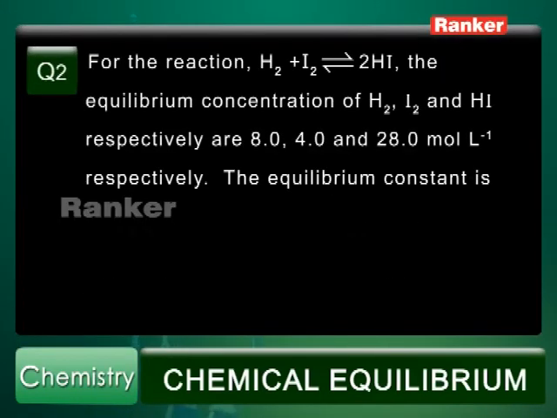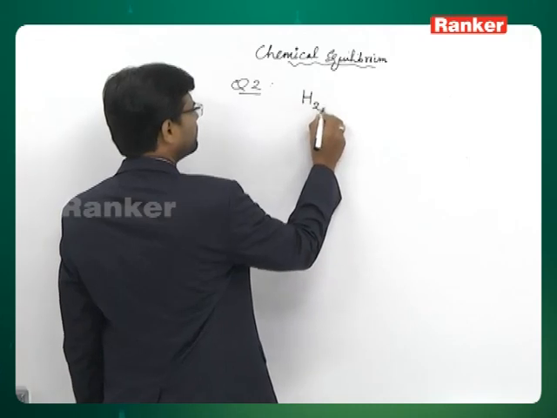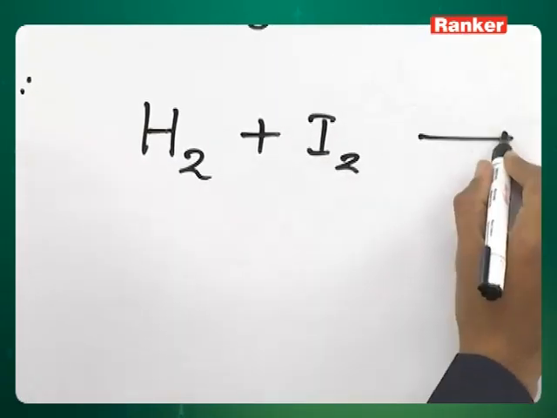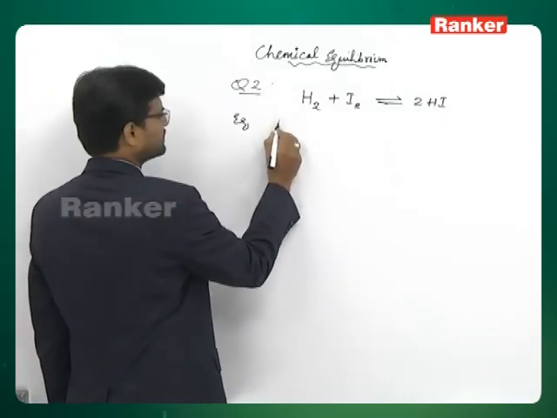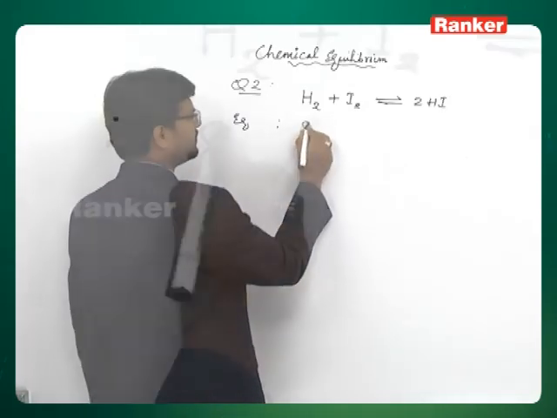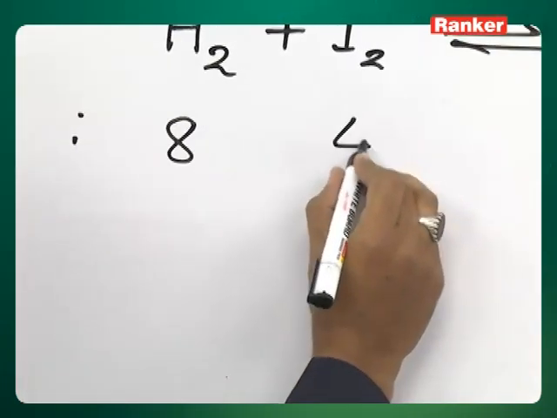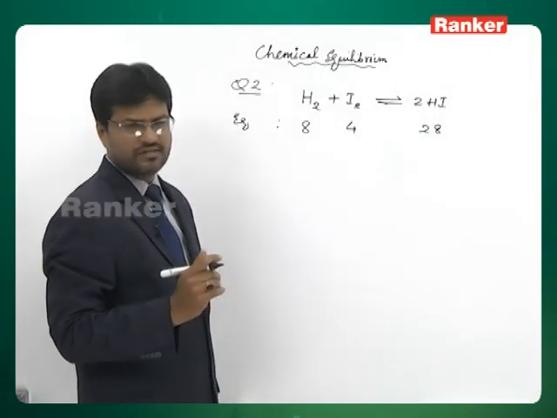Question number 2. For the reaction H2 plus I2 gives 2HI, the equilibrium concentrations of H2, I2 and HI respectively are 8, 4 and 28 moles per liter respectively. The equilibrium constant is. Let's write the equation. H2 plus I2 gives 2HI. You are given equilibrium concentrations of H2, I2 and HI. H2 is 8, I2 is 4 and HI is given as 28. And you are asked to find out the equilibrium constant.